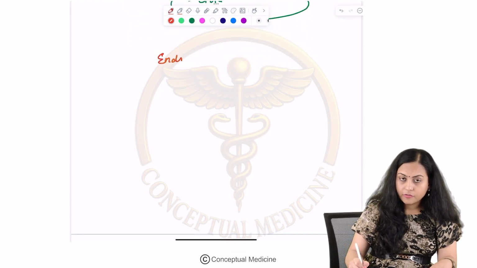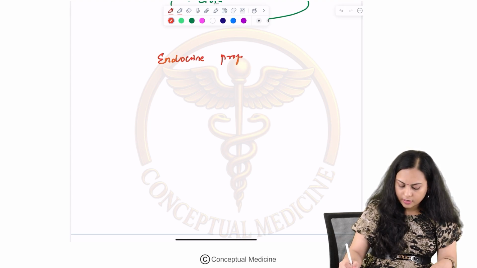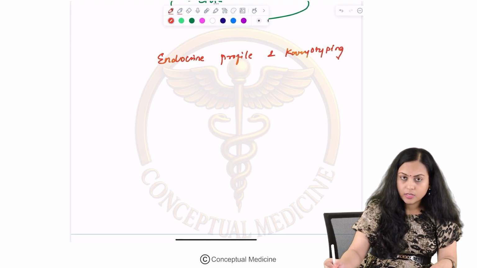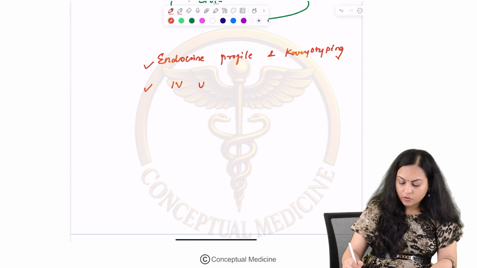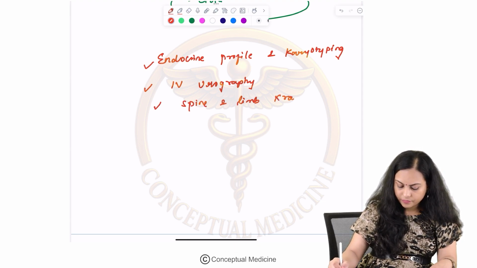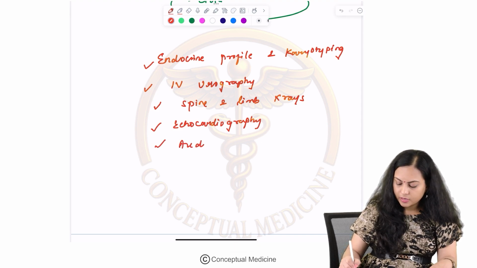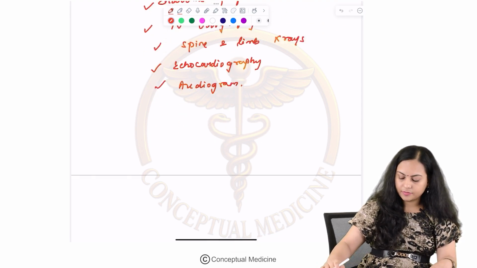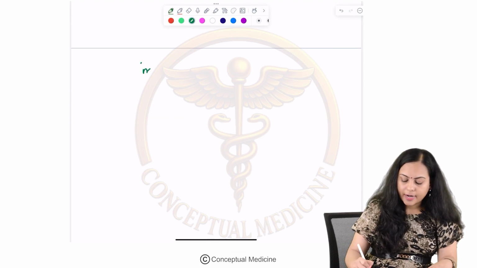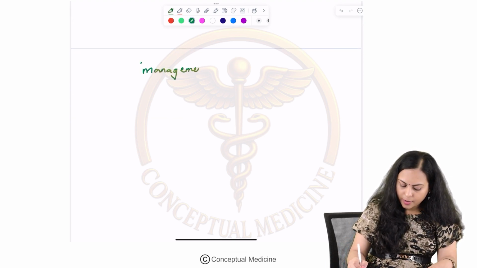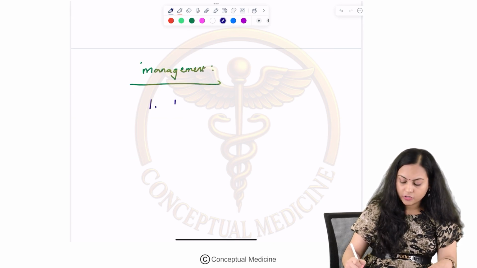You can go and check for the endocrine profile and karyotyping as well to rule out CAIS. You can go for IV urography, spine and limb x-rays, echocardiography as well as audiogram to rule out other anomalies, right? So, how are you going to manage this patient? So, management is mainly needed with psychological support.